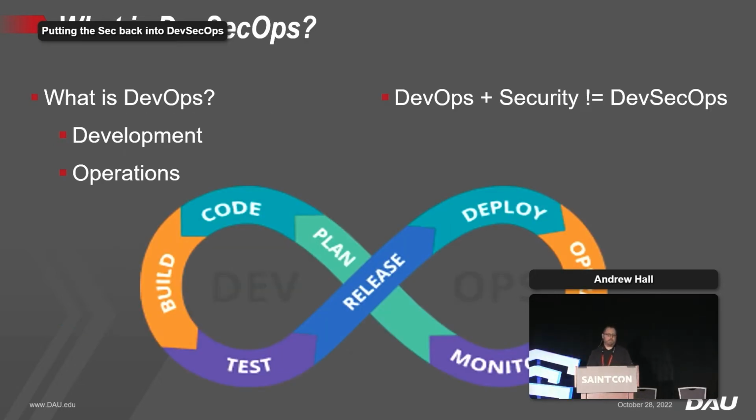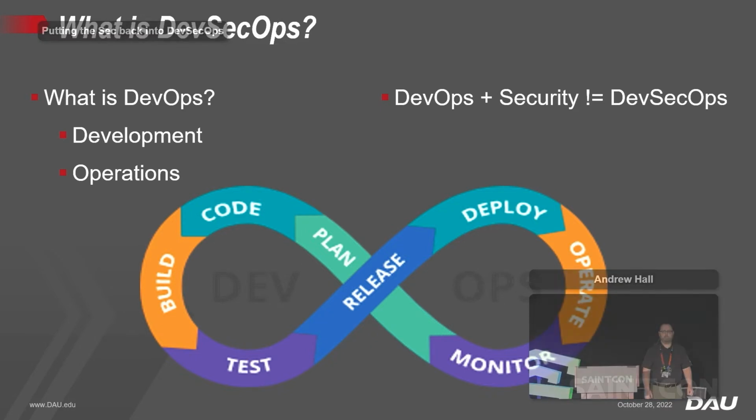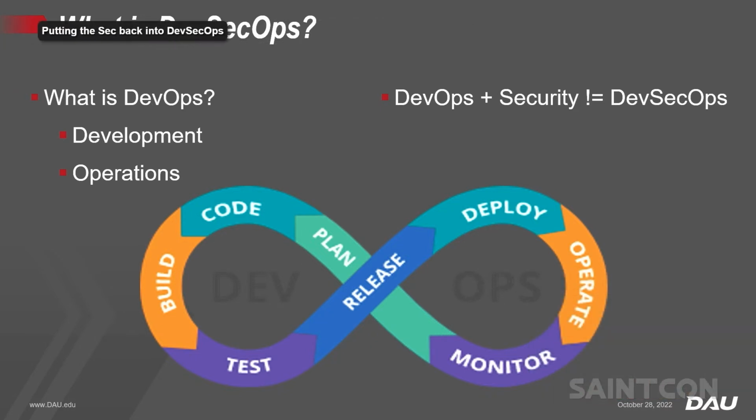To get started, what is DevSecOps? Well, this is a term that comes from DevOps. And what is DevOps? It's development and operations, often shown in an infinity model like this. But DevSecOps is not DevOps plus security or security plus DevOps. It needs to be more than that. It needs to be more incorporated.